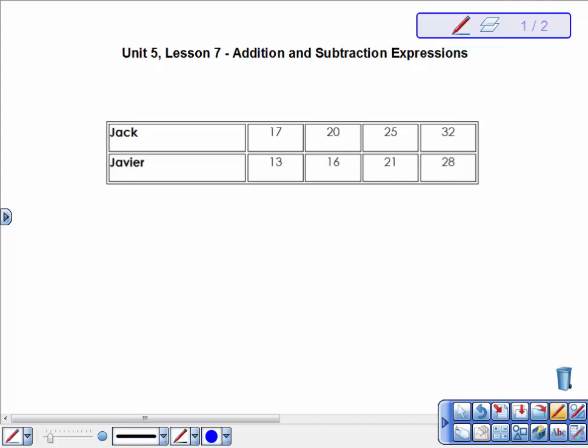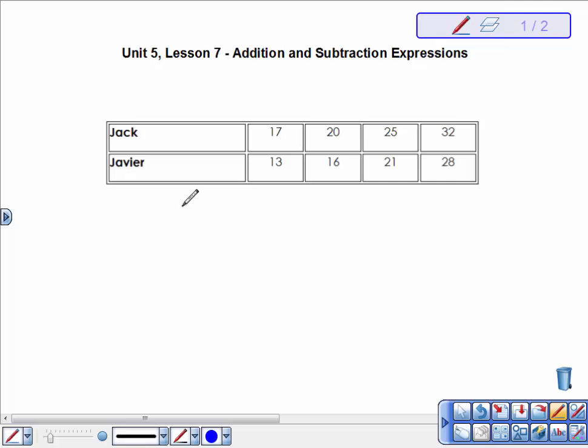We've already taken a look at finding out a relationship, or finding out a rule, when we're looking at a table of numbers. For today's lesson, we're going to figure out what the rule is when we're given a set of information, and then we're going to use that rule to extend a table or fill in missing information in a table.